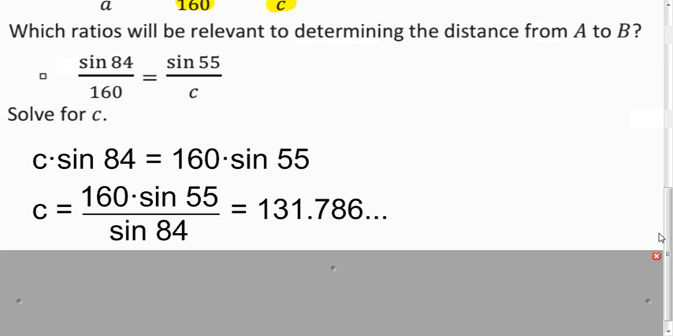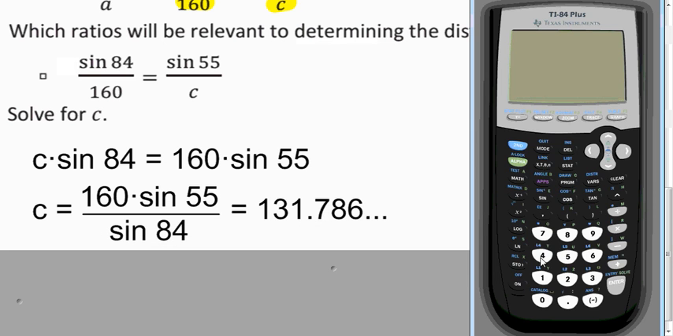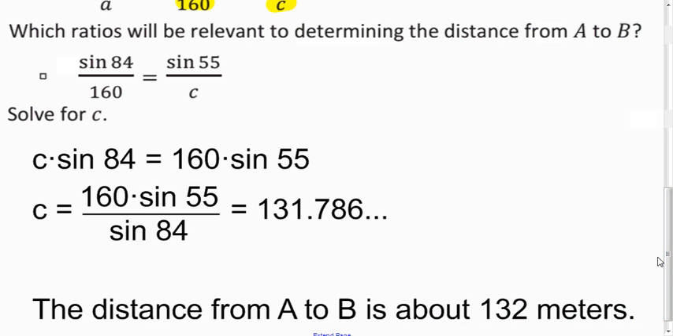And you plug that in the calculator, and you get that number. So be careful here. Once again, make sure you're in degree mode. We have 160 times the sine of 55 degrees, close your parentheses, divided by the sine of 84 degrees. And we get that number. Round that to the nearest meter, and we get about 132 meters. So that's how we can use the law of sines to find a missing distance.